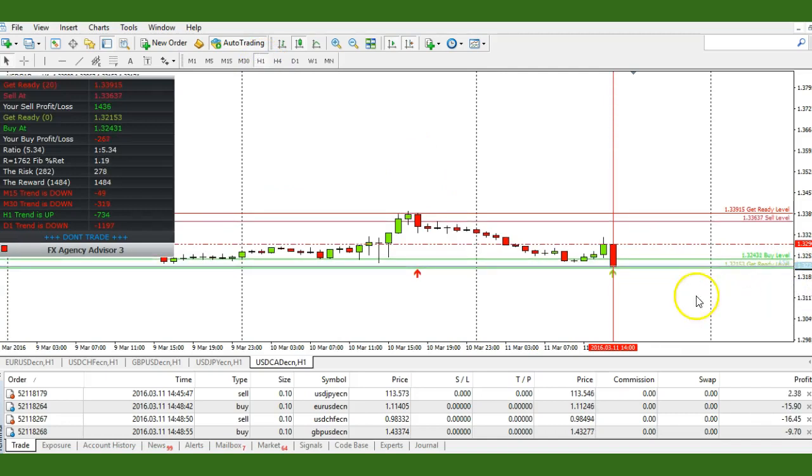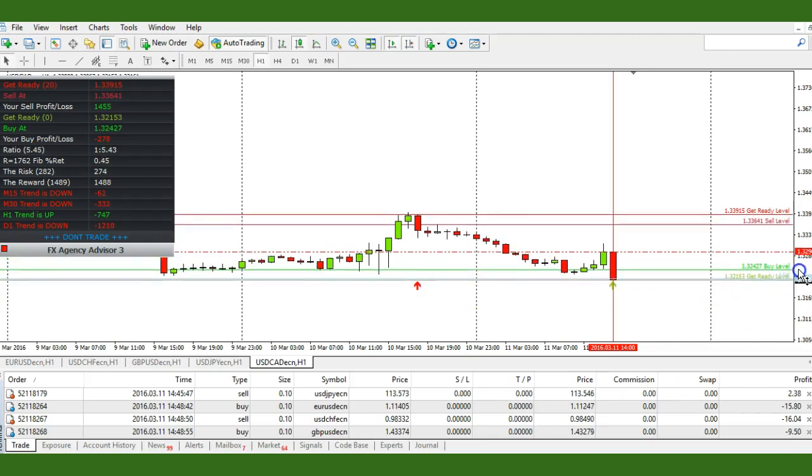This is a 1 hour chart. I'm using the 1 hour chart simply because it's a lot easier. Just wait for the top of the hour, come to the computer and see if there's a trade.